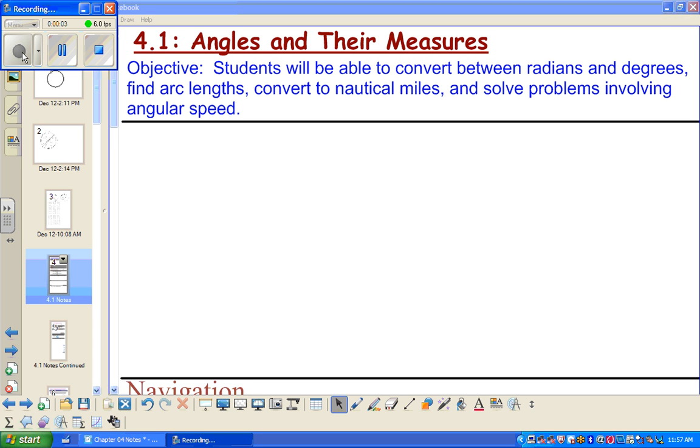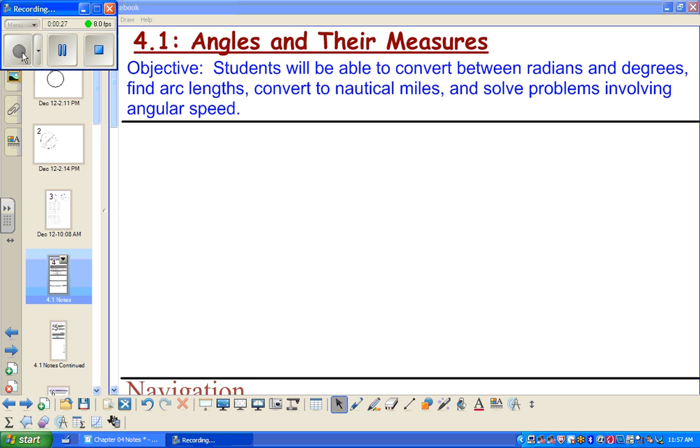Alright, this is a lesson on 4.1 for Precalculus, angles and their measures. You're going to find a lot of familiar information in here from last year. By the time you're done with this section, you should be able to convert between radians and degrees, find arc lengths, and then some new things for you would be convert to nautical miles and solve problems involving angular speed.